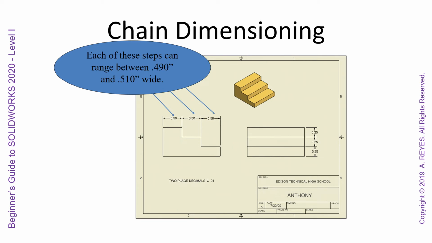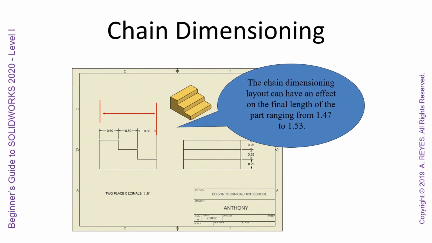So we could have 0.510, 0.510, 0.510, and this would add up to make the part 0.03 of an inch bigger than our nominal dimension, right? So we see the chain dimensioning layout can have an effect on the final length of the part, ranging from 1.47 to 1.53. And typically, with two decimal places, if these are our nominal dimensions, this would be 1.49 to 1.51. So this overall dimension would typically put this part out of specification, even though every single one of these features would technically be in specification.